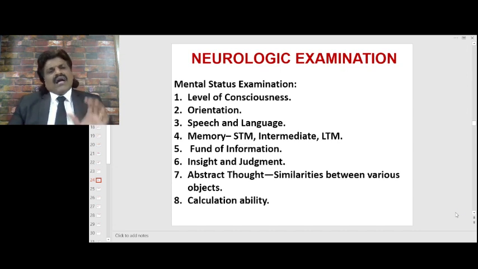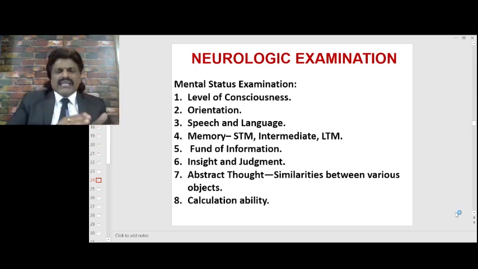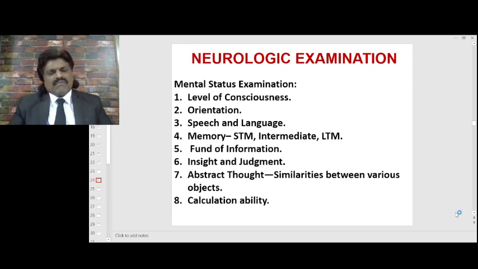Memory is very important, because memory goes to the frontal lobe for short-term memory, then it goes to the hippocampus, where the immediate memory is converted to short-term memory, and then the long-term memory goes to the temporal and the lateral cortex. So the immediate memory goes to the frontal lobe. So we have to test immediate memory, that is the short-term memory, or the intermediate memory, or the long-term memory.